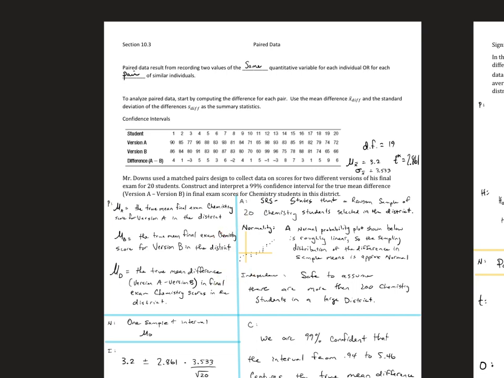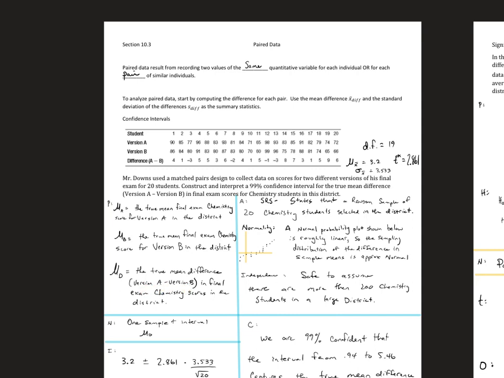So remember, because we're constructing a confidence interval, we're going to follow PANIC: parameters of interest, check my assumptions, name the interval that I'm going to construct, actually calculate the interval, and then conclude in context. So I'm going to say mu sub A is the true mean final exam chemistry scores for version A in the district. Mu sub B is the true mean final exam chemistry scores for version B in the district. And so I'm going to take a look at mu sub D. Mu sub D is the true mean difference in final exam chemistry scores in the district, and that is version A minus version B.